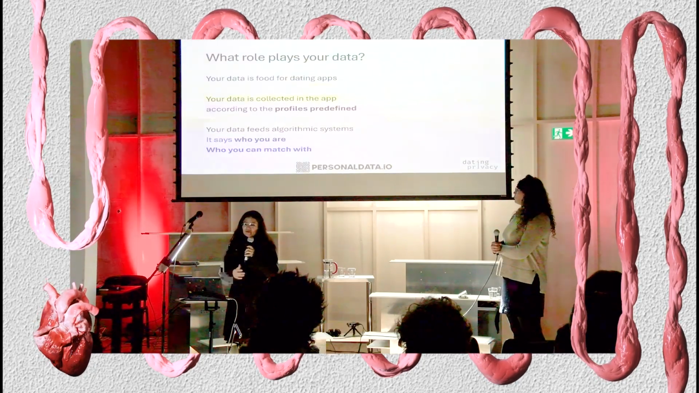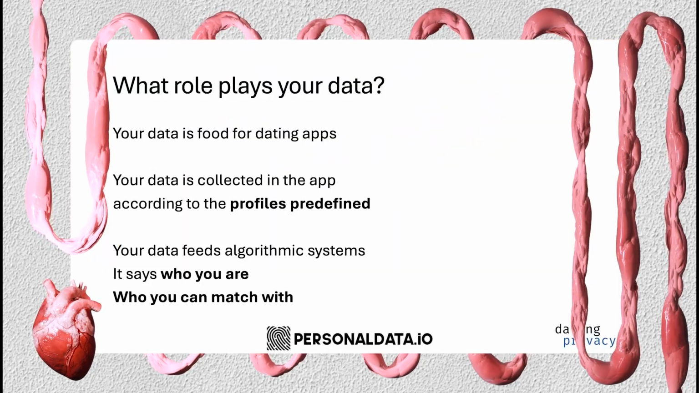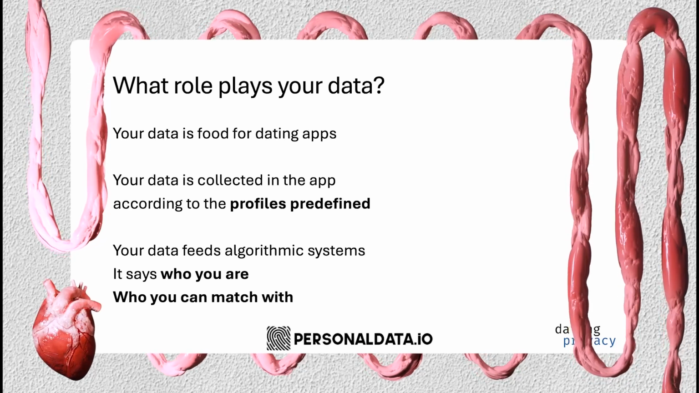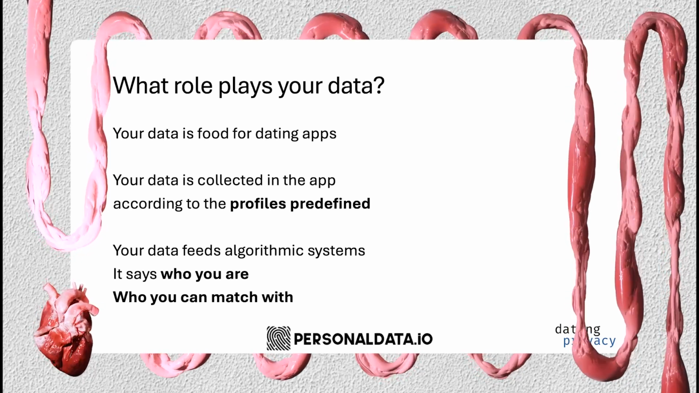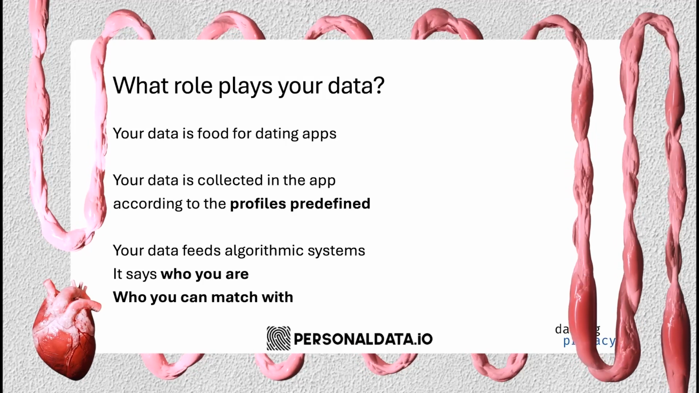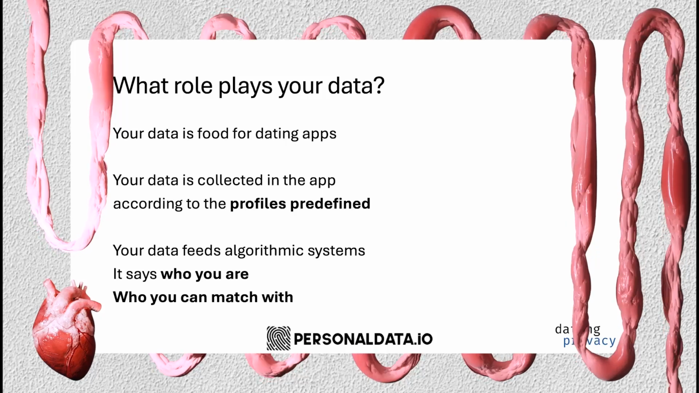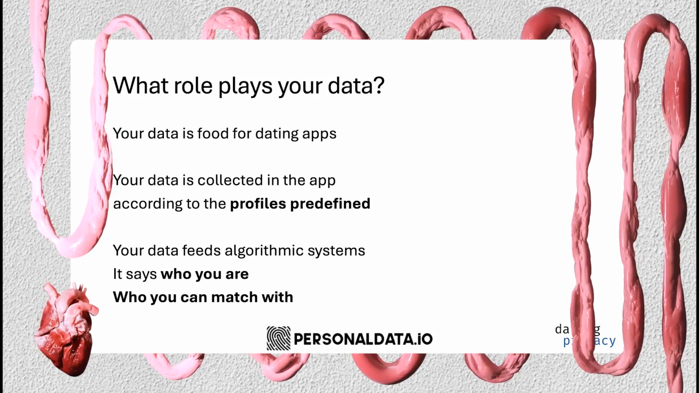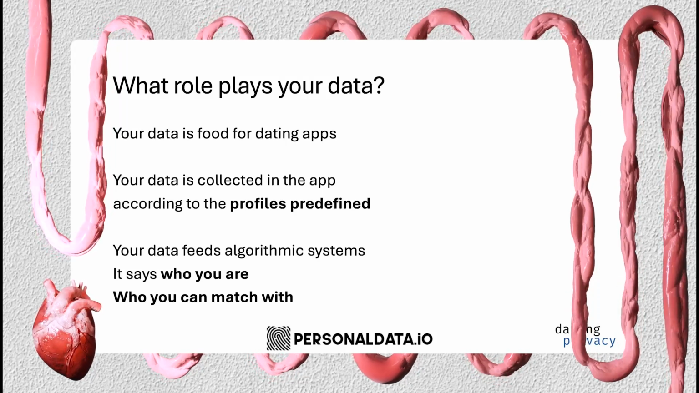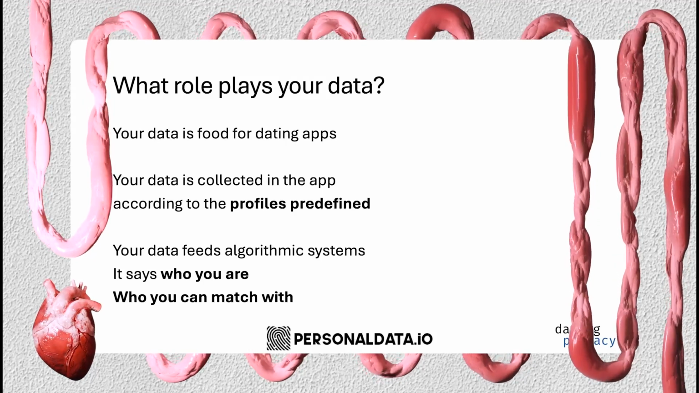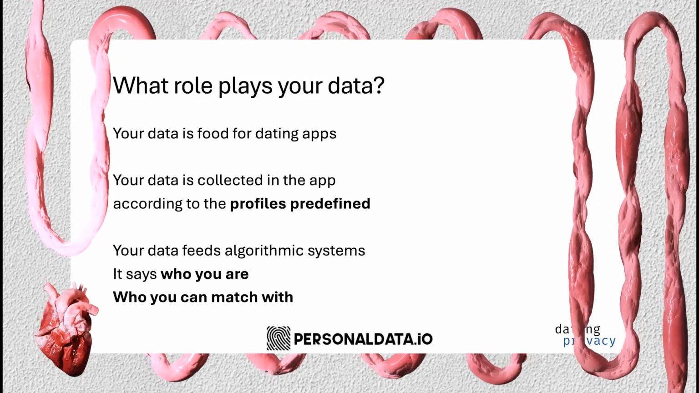So, what role does your data, your privacy, play in how dating apps function? Well, I put it here as: your data is the food for the dating apps, if you want. Your data is collected in the app, by the app, and according to the profiles that are predefined for you. And I emphasize these profiles are predefined for you. You might have options, but these options are predefined by them.